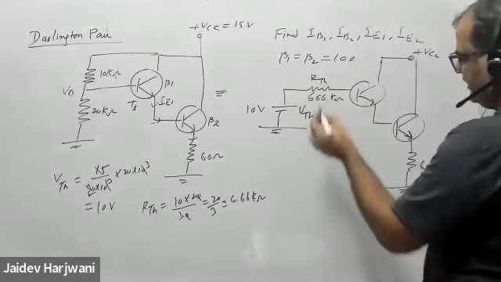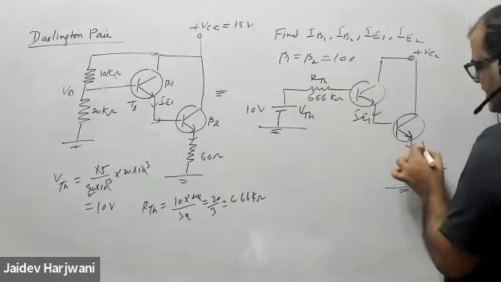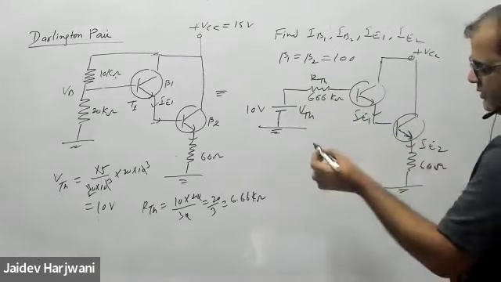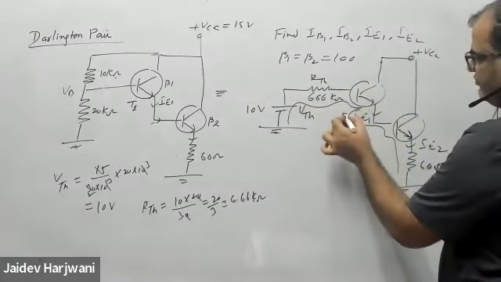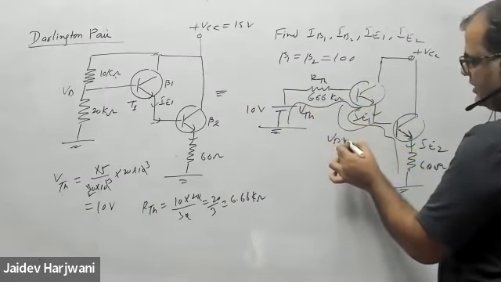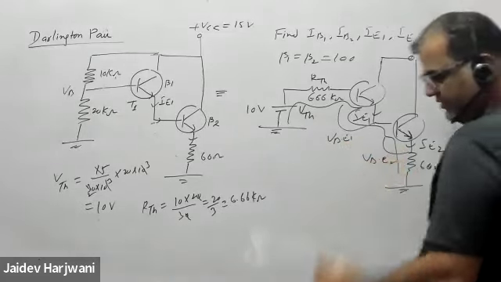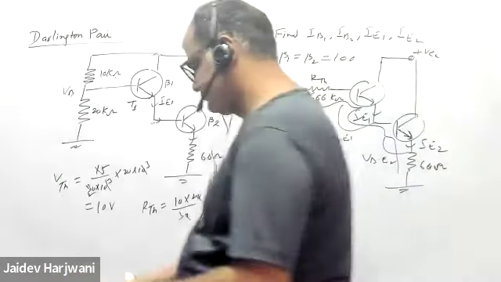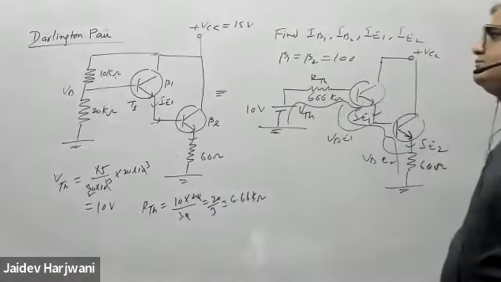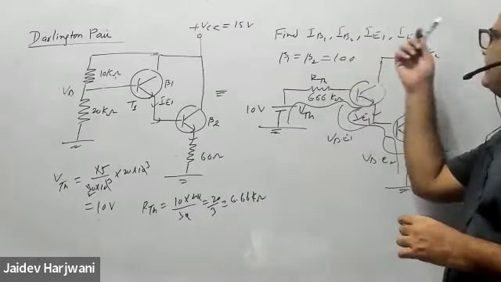And now you can write the equation for IB. This is IE1. This is IE2. Now you write the equation. You go from here to here to here. This is VB1, VB2, and the VBE values you can take as 0.7. Solve and tell me what is IB1, IB2, IE1, IE2.